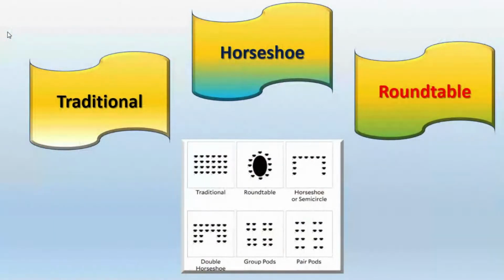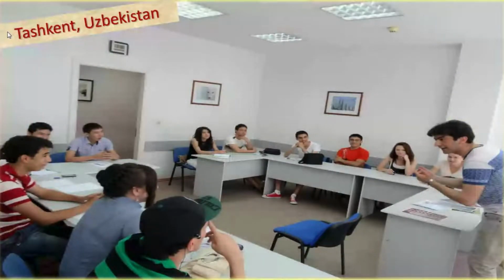When you think of classroom arrangement, the first thing that pops up in your mind is a different layout of the structure of the seating arrangement. For example, the most prominent ones are traditional, horseshoe, and round table. There are some other variations like semicircle. This is another variation of horseshoe, or double horseshoe. You can see it in the picture below, or group pods, or pair pods. Pair pods are often used at the competitive language schools, and the other variations are used in different public schools as well. Please look at this picture.